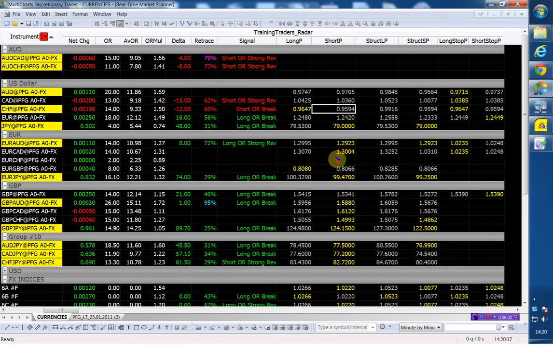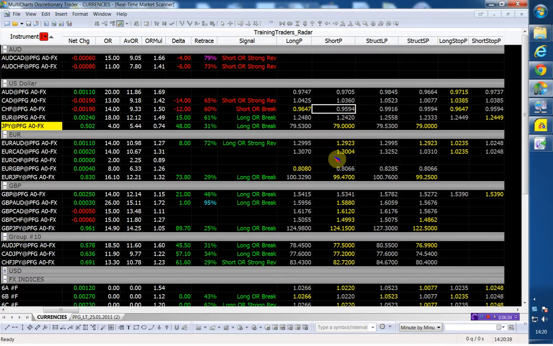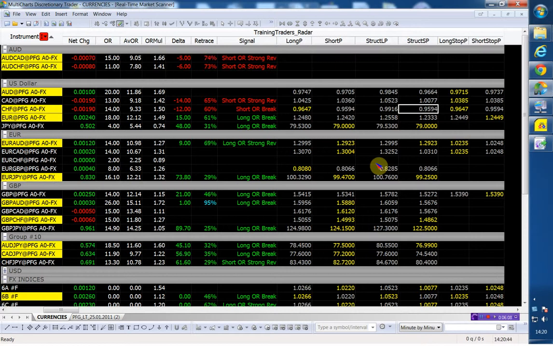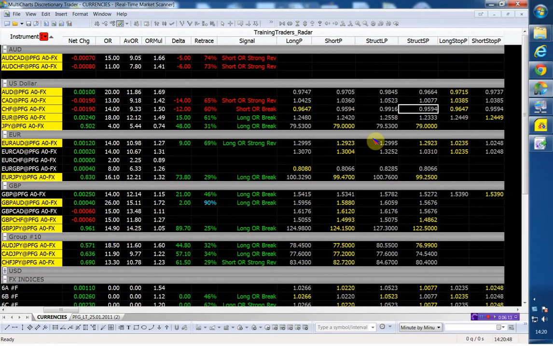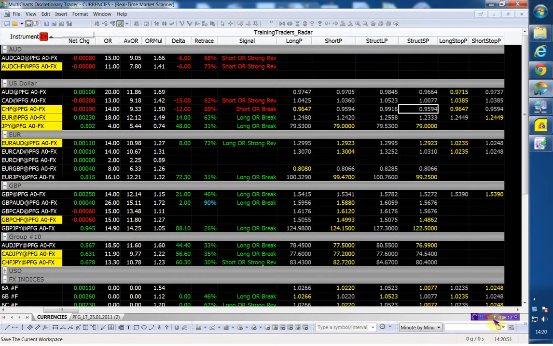On the short side, I'm going to go short below 95.94. It is my structure short point, and it's also going to be my stop. So I'm buying above the structure point, and I'm selling below the structural point. Okay, that is the dollar Swiss. Let me save that.